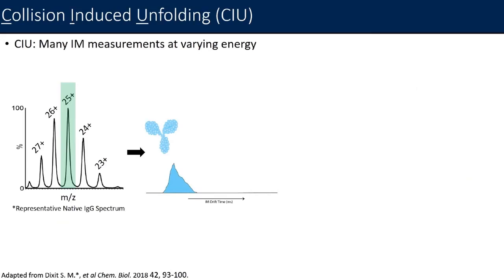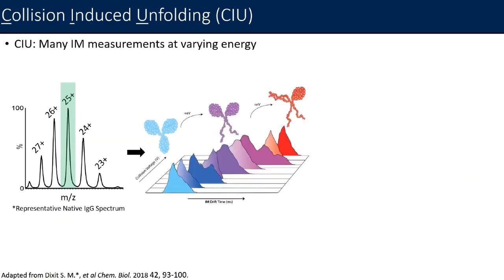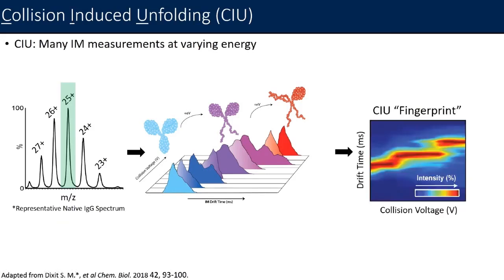But we can take these ions and begin to heat them up in the ion trap that precedes the ion mobility separator in each of these instrument platforms. And if we do that, we see that the ions change their size as a function of the level of activation or ion heating that we apply in the experiment. And each of these states can be recorded and tracked with precision, giving rise to what we call CIU fingerprints.